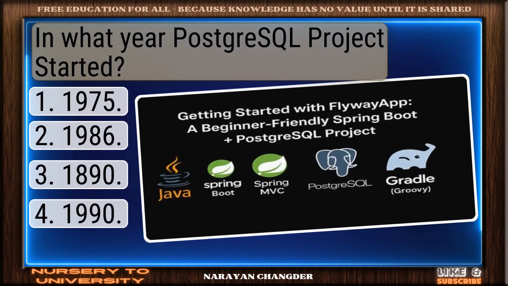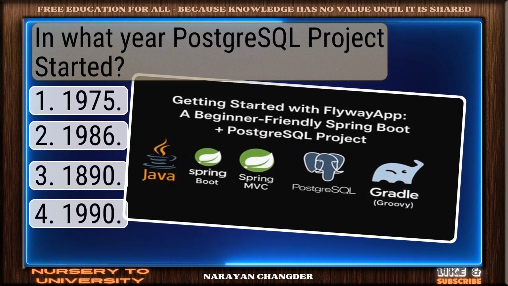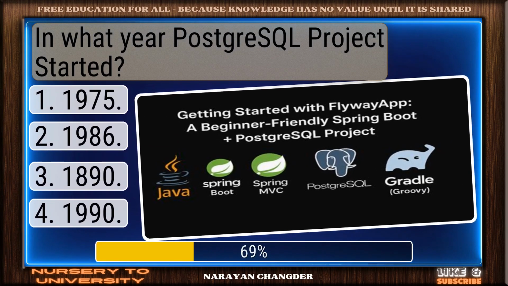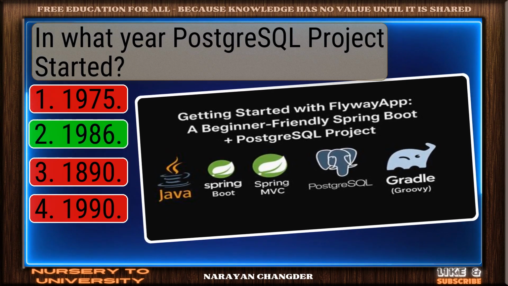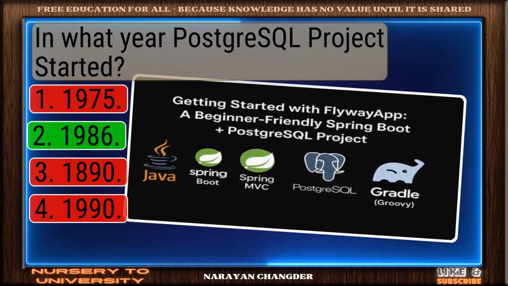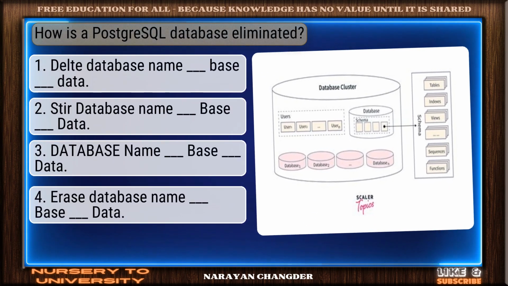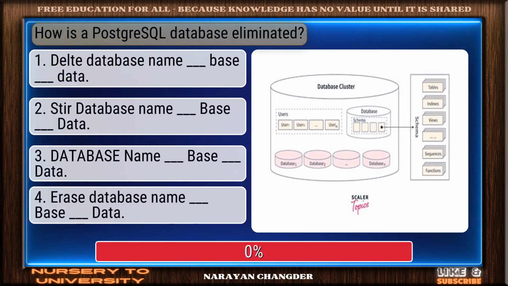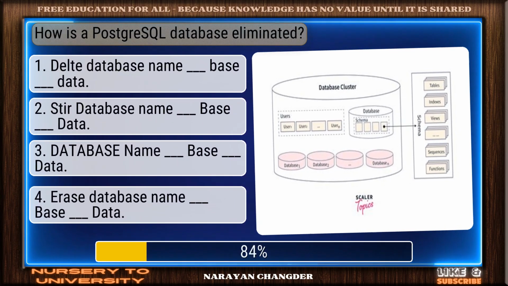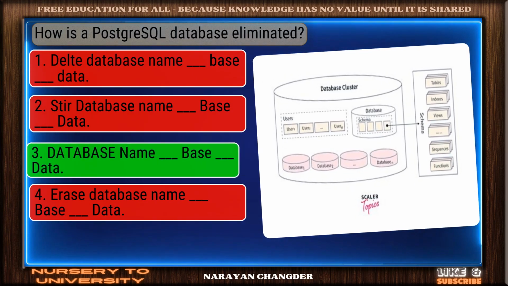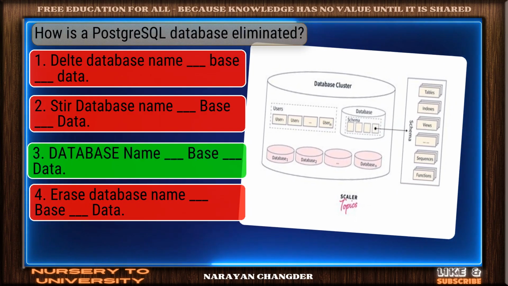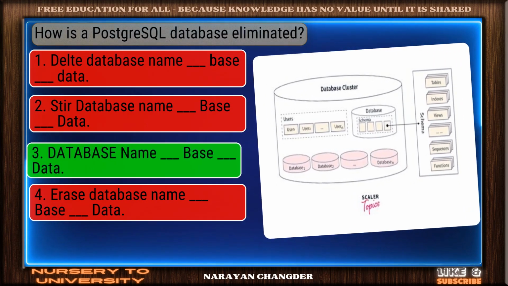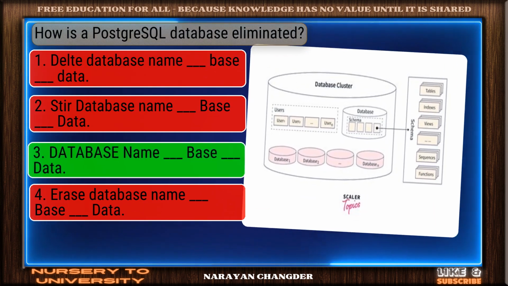Question number 77. In what year was the PostgreSQL project started? Well picked. 1986 is the correct answer. Question number 78. How is a PostgreSQL database eliminated? Exactly. Drop database database_name makes sense, and it is the right choice.